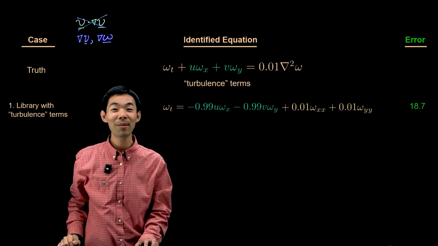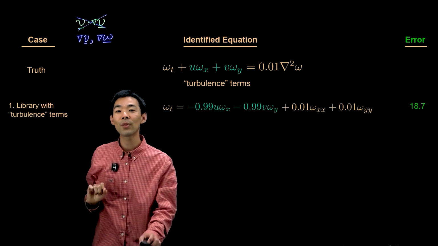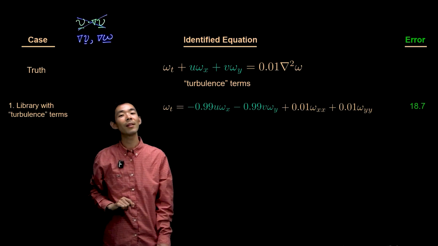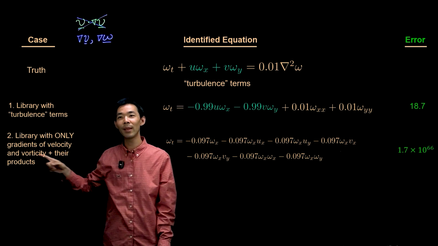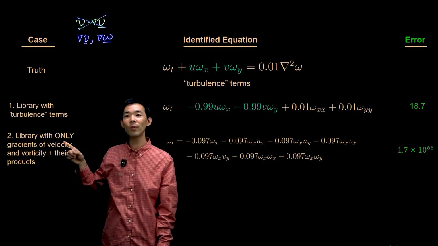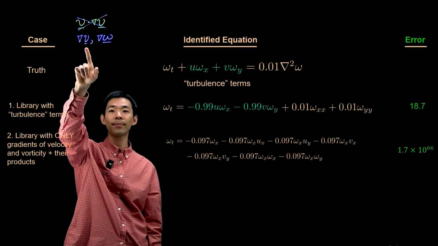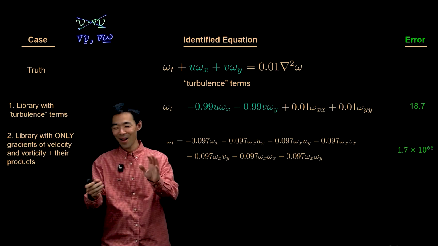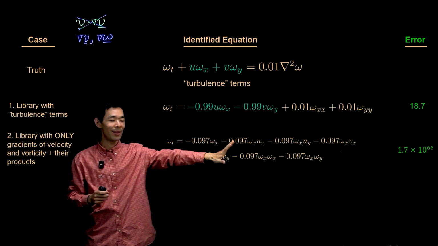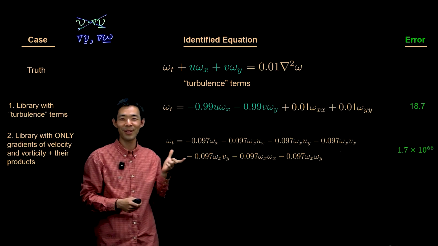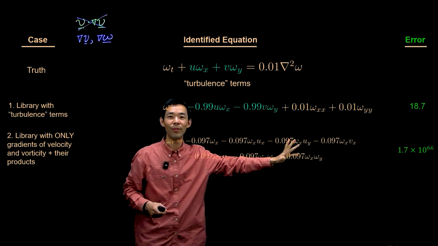So I'm using a different library now. I'm not using this top term. I'm putting in terms that look like gradients of vorticity and velocity and the products of those two. Let's see what happens. That's what I see right here. Once again, case 2 is a library with only gradients of the velocity and the vorticity plus their products, terms that look like this. And I took the same data set. I used this new library containing these terms, did sparse regression, boom, out came this equation that you see on the right-hand side. Partial omega partial t equals all of this stuff over here.